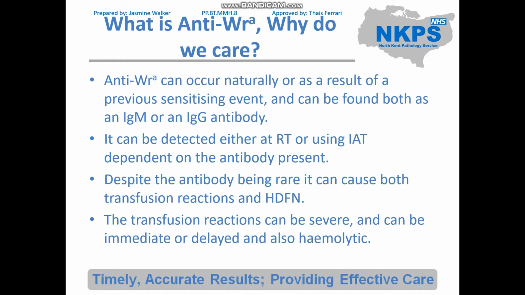Anti-Wra can occur naturally or as a result of a previously sensitizing event. This can be found as both an IgM or an IgG antibody. As a result of this, it can be detected either at room temperature or by using IAT, dependent on whether it is IgM or IgG. Despite the antibody being rare, it can cause both transfusion reactions and hemolytic disease of the newborn. The transfusion reactions can be severe and can be either immediate or delayed, as well as hemolytic.